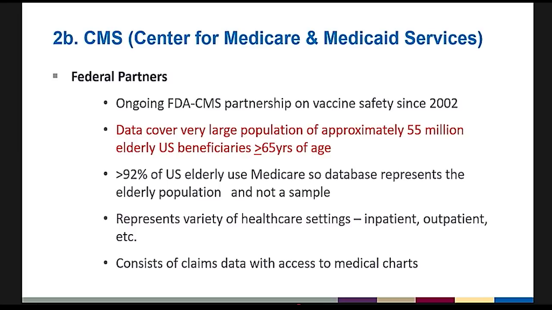The nice thing going down to the bottom bullet point is that we also have access to medical charts and then also access to that continuum of care with these data. So it's a powerful set of data to do analyses on an important population when we're considering COVID-19 vaccine safety and effectiveness surveillance. So I'll go to the next slide, please.